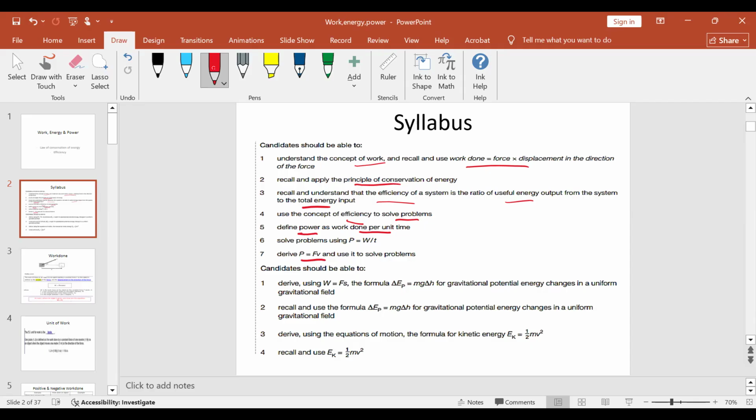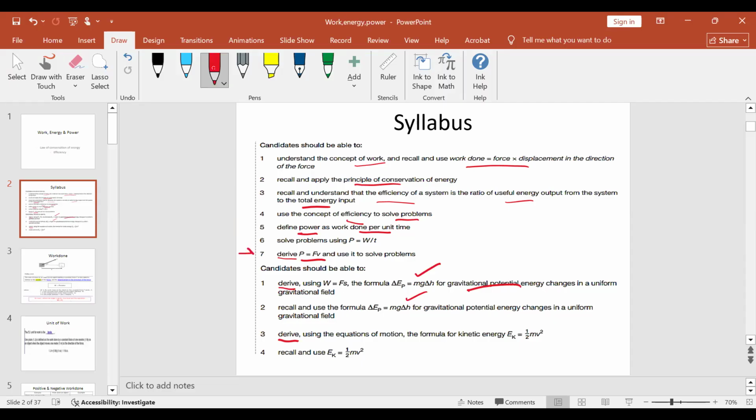Moving onwards, we'll be discussing two more types of energy and their formulas. One is gravitational potential energy, in a uniform gravitational field, and its formula is mgh. Likewise, we will be using this formula in certain calculations. And last but not the least, we will derive three very important formulas.